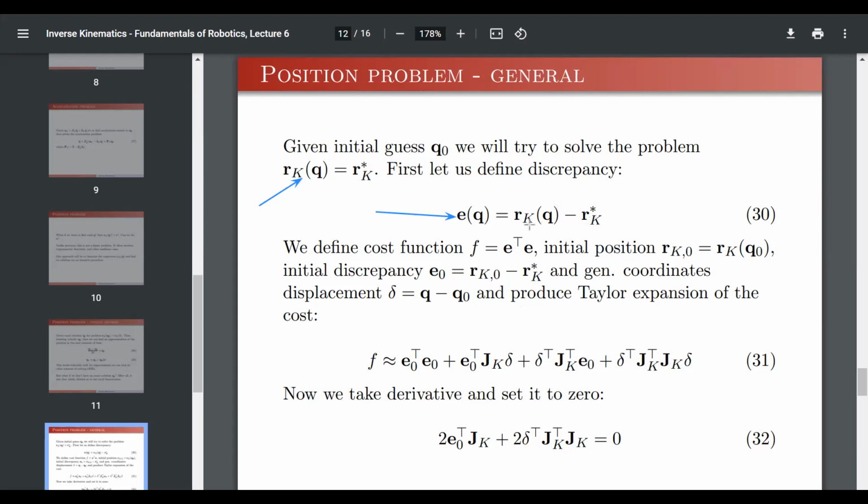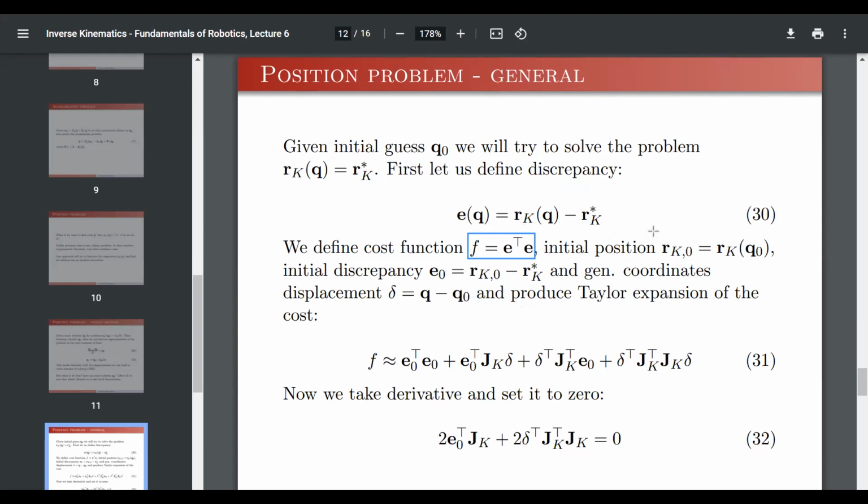So the discrepancy between what RK is now as opposed to what it is supposed to be. This is now, that is what is supposed to be. Okay. We define a cost function. The cost function is what we are going to minimize. It is E times E. So E squared, I could have said, but as a vector, you have to be explicit how you square it.